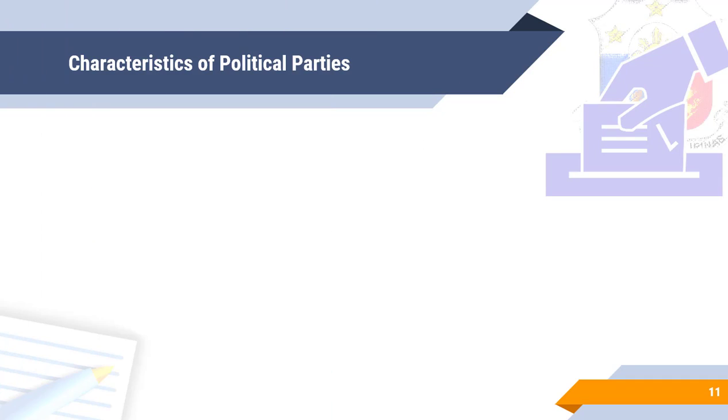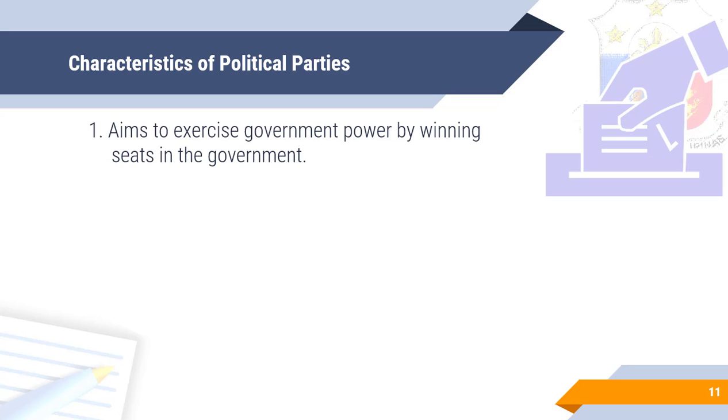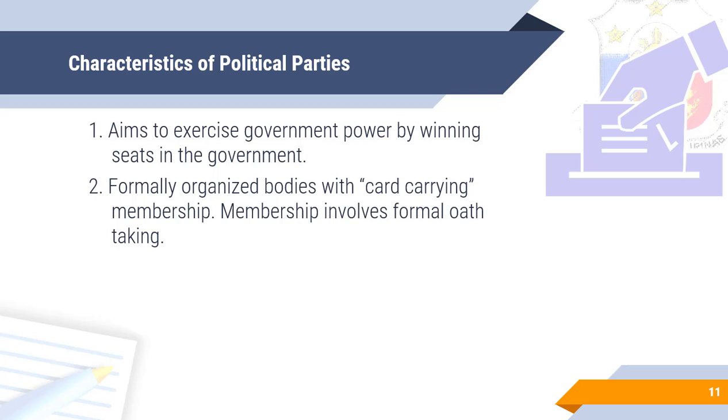Characteristics of political parties. The following are characteristics of parties that distinguish them from other groups. 1. They aim to exercise government power by winning seats in the government. That is why political parties in the Philippines usually have representatives, especially for national positions. 2. They are formally organized bodies with card-carrying membership. Membership involves taking a formal oath.